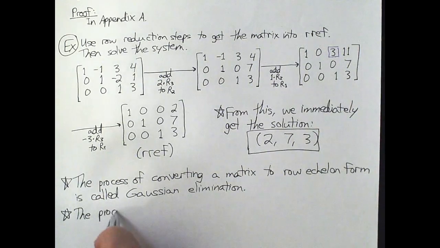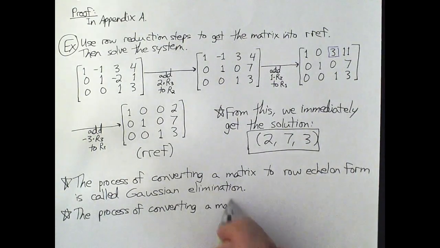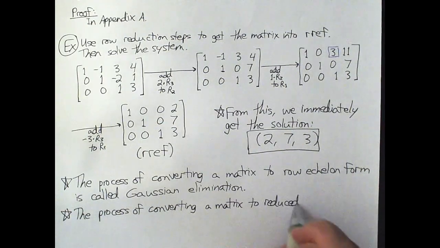All right, now for something new. The process of converting a matrix to reduced row echelon form.